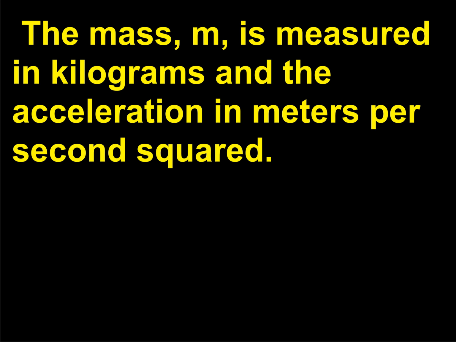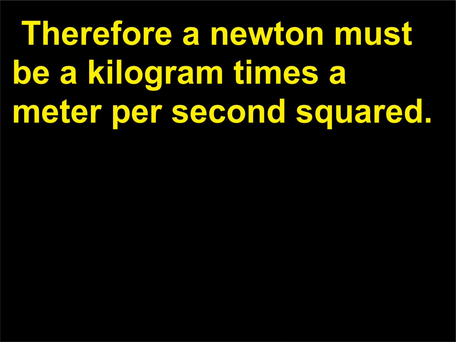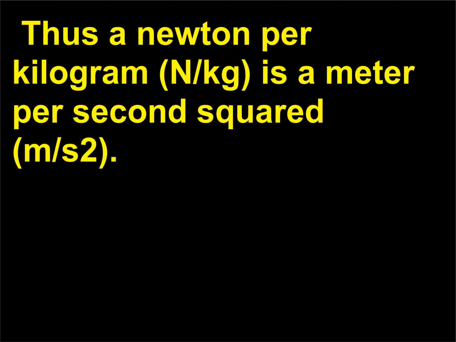The mass, m, is measured in kilograms and the acceleration in meters per second squared. Therefore a newton must be a kilogram times a meter per second squared. Thus a newton per kilogram, N/kg, is a meter per second squared, m/s².